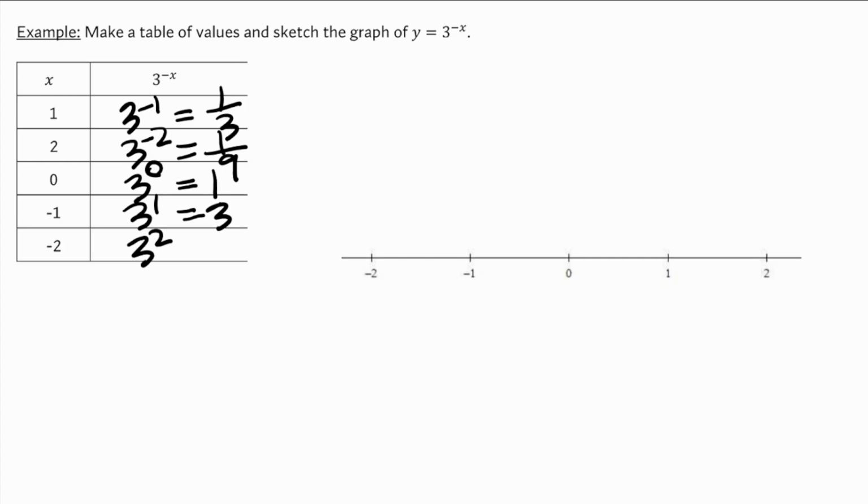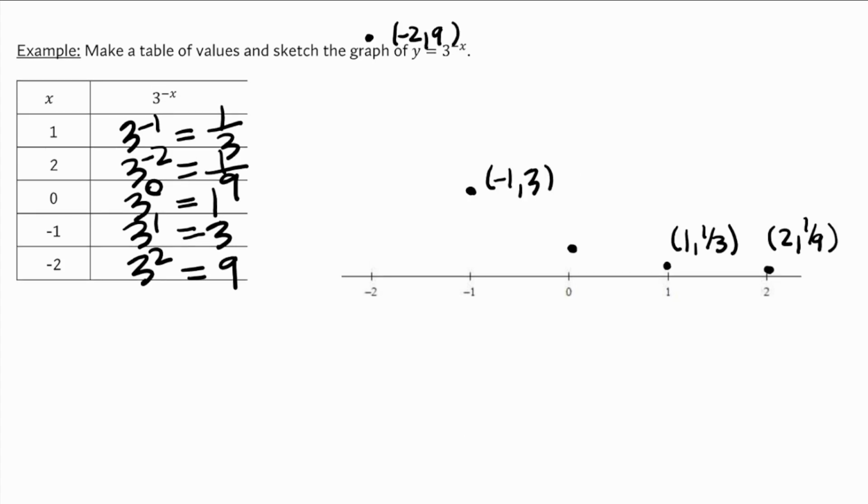And then if I plug in negative 2, I can see what's going to happen. I'm going to have to take 3 squared, that's going to be 9. I'm going to plot these points, and then I can connect the dots.